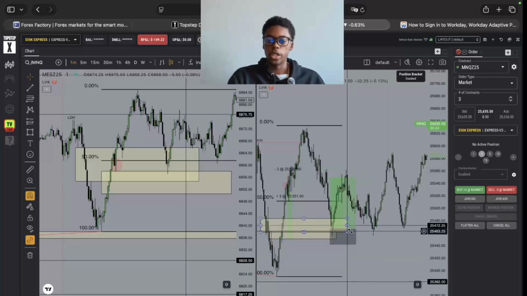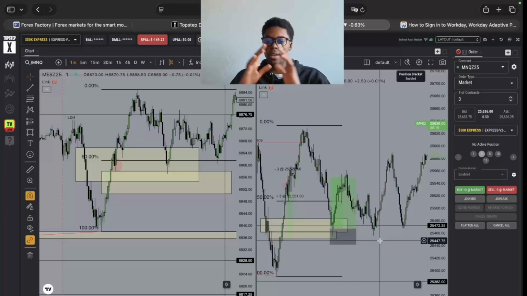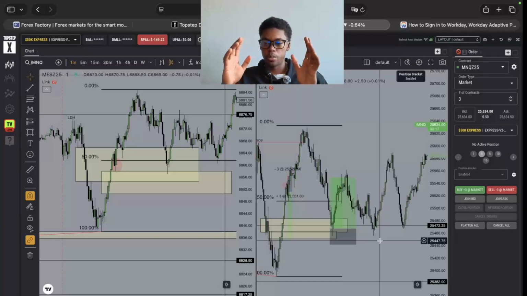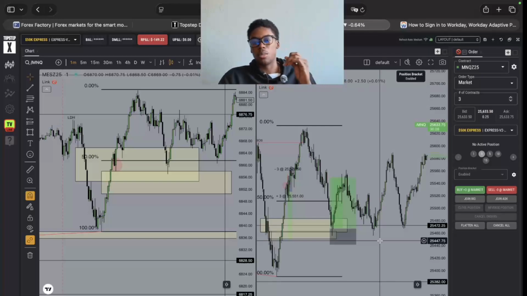So this was the trade that I really wanted to enter into, but I couldn't do it. If I did, I would have broken my rules and I would have taken a trade for no exact reason. But yeah, that is the trade recap for today. Hopefully we can find something tomorrow.